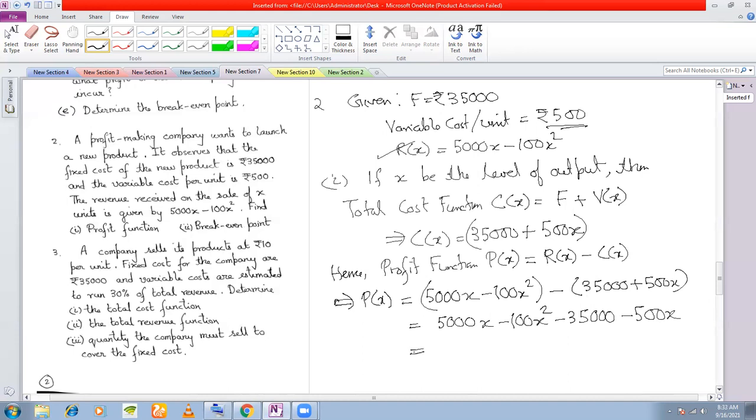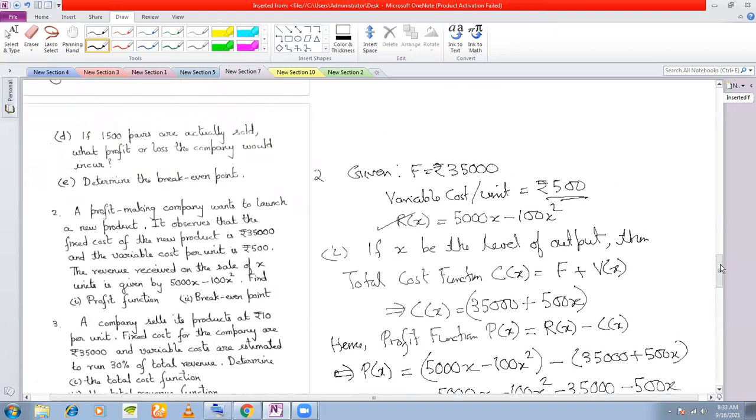Okay. Now take the x square first, then your x terms together. You have 5,000 minus 500, which will give you plus 4,500x. And you have a minus 35,000. This is your profit function. That answers the first part of the question.